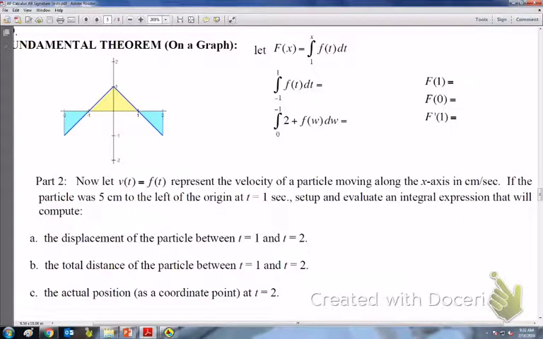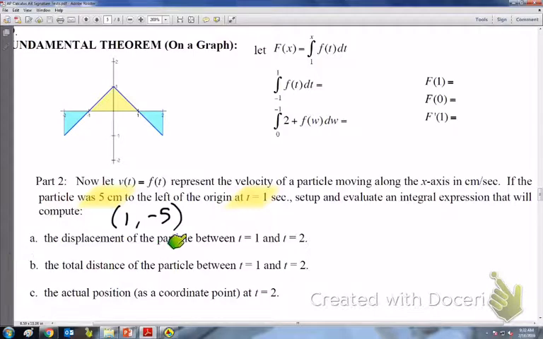Now, first of all, it doesn't look like much, but this is actually giving you an initial condition. So keep that in mind, that at t equals 1, the particle's already at 5 centimeters to the left of the origin. If you think of left of the origin, that's a negative value. So let me change that to a negative 5. So that's the initial condition. 5 centimeters to the left would be 1 comma negative 5 is where its initial position is.